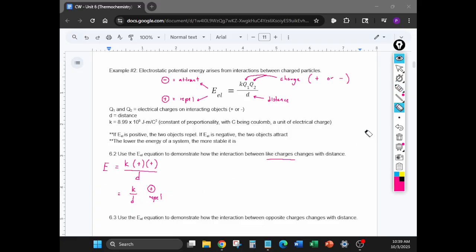All right. Now, the question is asking, how does it change with distance? So we're going to do the exact same thing. I'll do a different color. But this time, we're going to change the distance. So K, we're going to do positive, positive. But this time, let's double the distance. So 2D. Now if we simplify this out, we would get K, but this time over 2D.